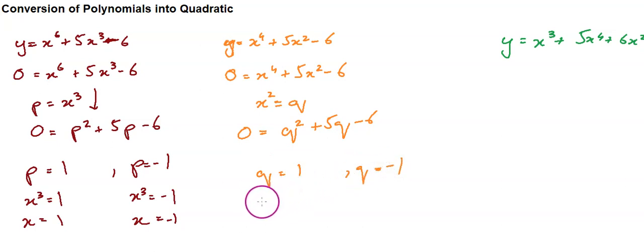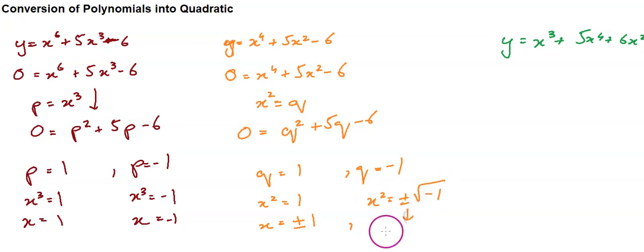So now here q was what? x squared equals 1. So x will give me positive 1 and negative 1. And here I'll get x squared equals negative 6, so x is the square root of a negative number, which is not possible. So hence we'll get no answer from this square root of a negative number.